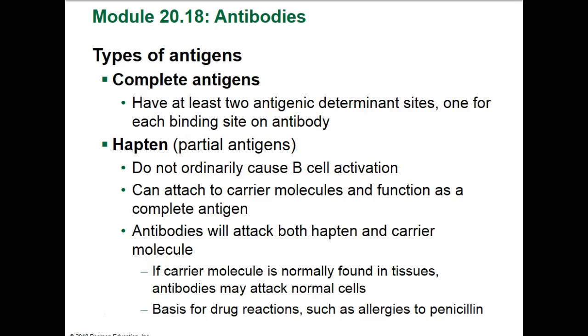Different types of antigens. You have complete antigens. They have at least 2 antigenic determinant sites, one for each binding site on the antibody. And then you have a hapten that's a partial antigen. They usually don't cause B cell activation. They can attach to the carrier molecules. They function as complete antigens. And antibodies attack both the hapten and the carrier molecule. So if the carrier molecule is normally found in tissues, the antibodies could attack the normal cells. And this is the basis for certain drug reactions like allergies to penicillin.